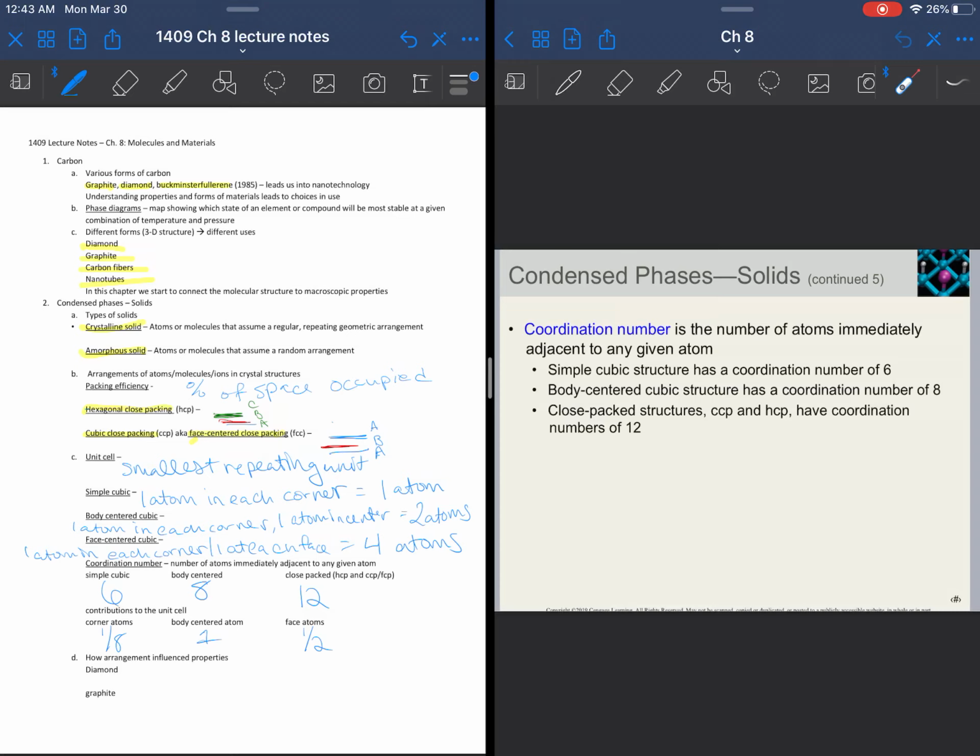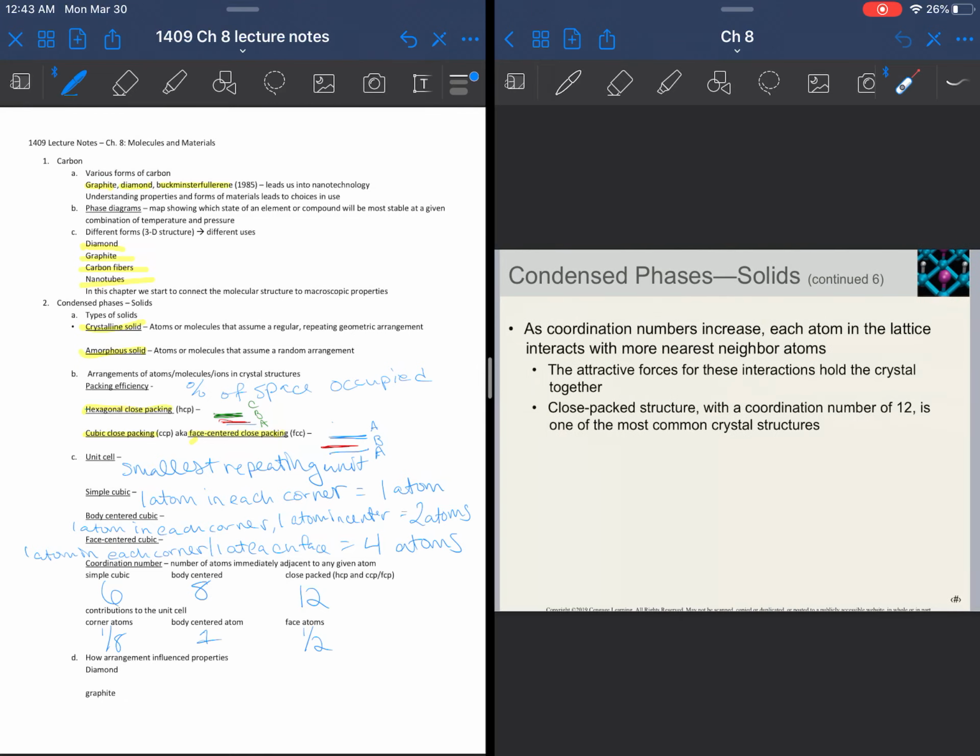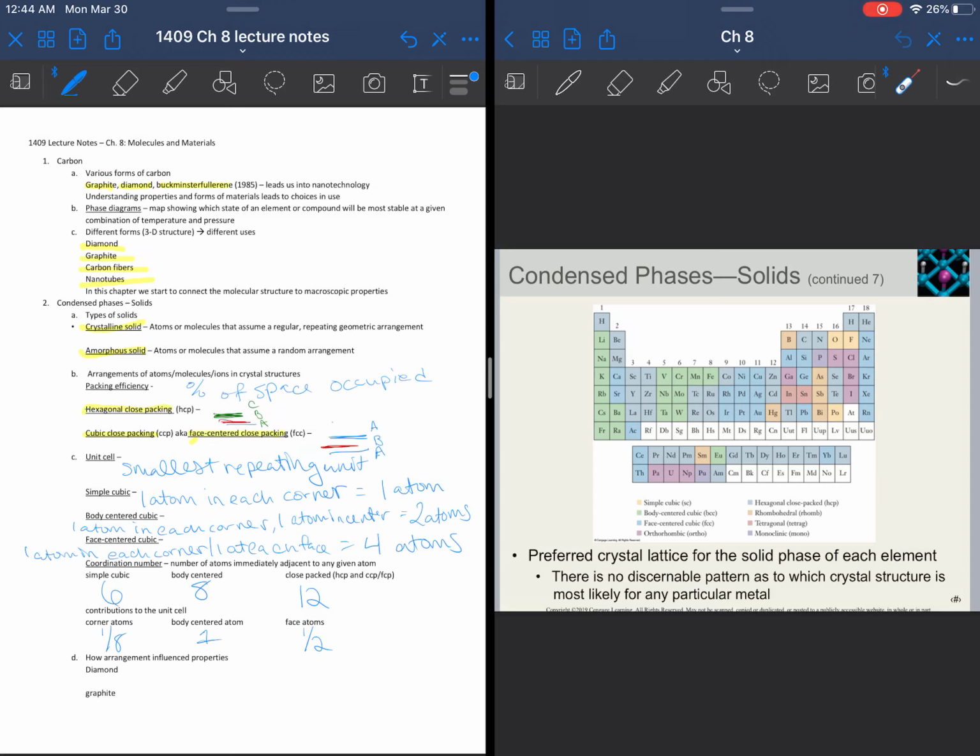All right, these are numbers that you should know. This is good information about crystalline structures that you will be expected to acquire, right, to know. How these can affect our properties, right? The increased coordination number, for instance, gives you more attractive forces. That means these atoms are going to be held together by more attractive force, so they're going to be stronger structures.